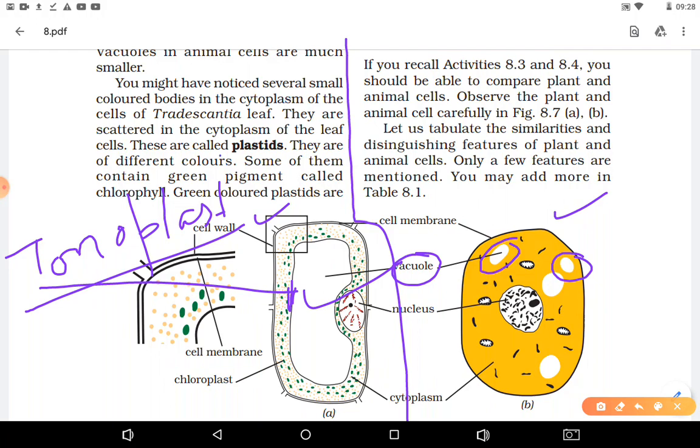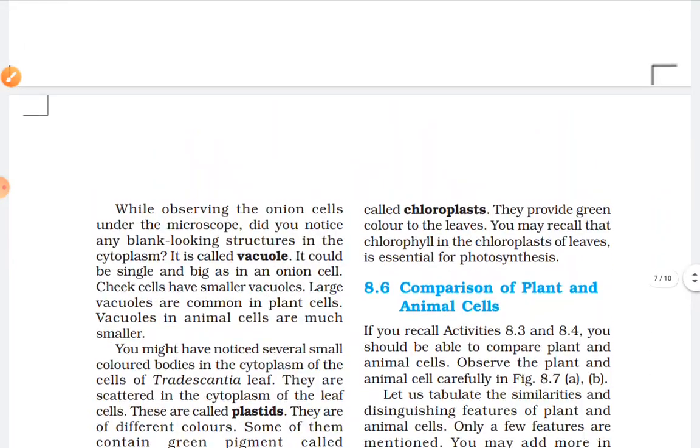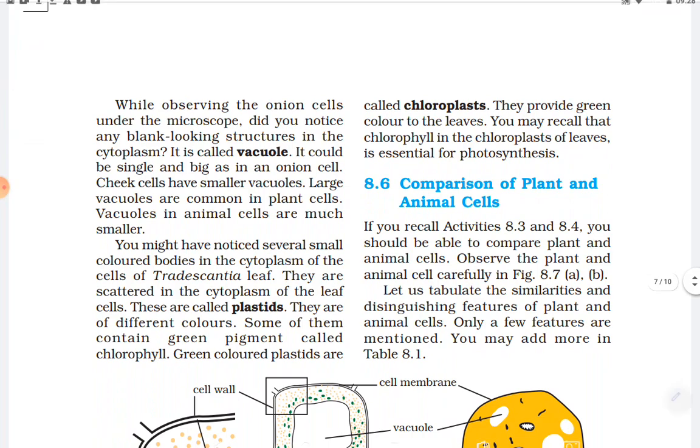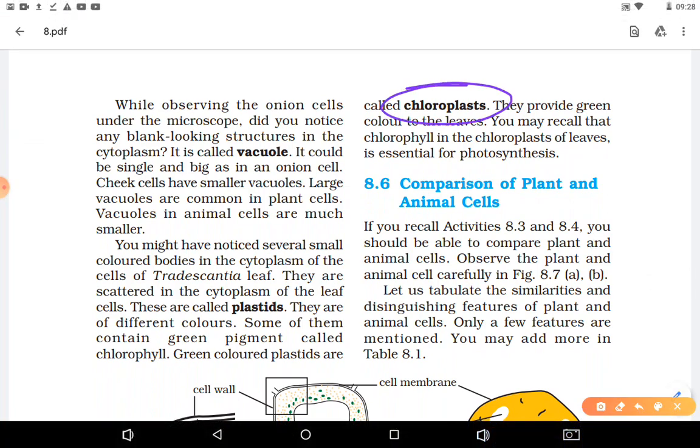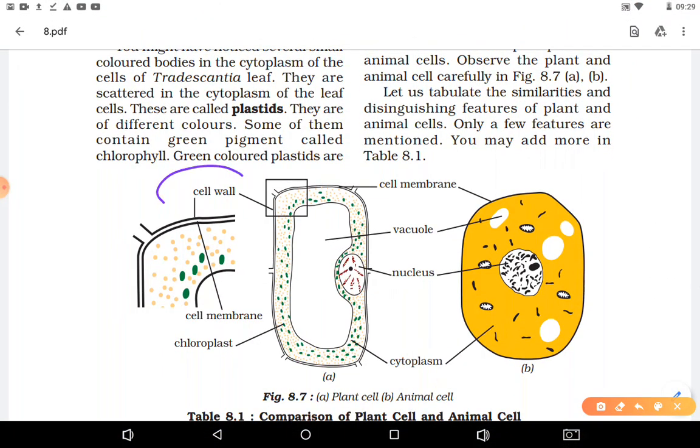Okay, the plastids contain the chloroplast, and chloroplasts are very important organelles which are involved in photosynthesis. Okay, they provide green color to the leaves and they are very essential for photosynthesis. Clear? So these two structures are there, vacuole and the plastids, which make them different from each other. Any other difference between the plant cell and the animal cell? You see here, that is the third important difference.